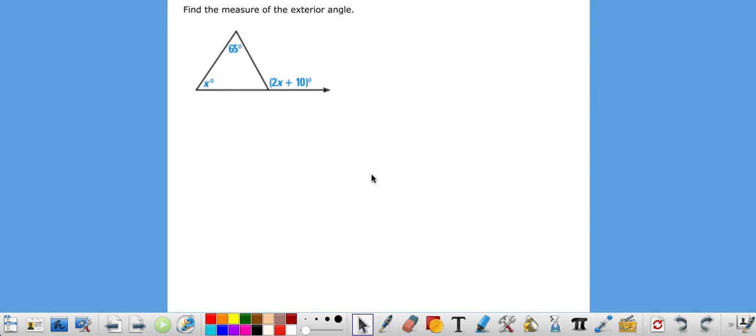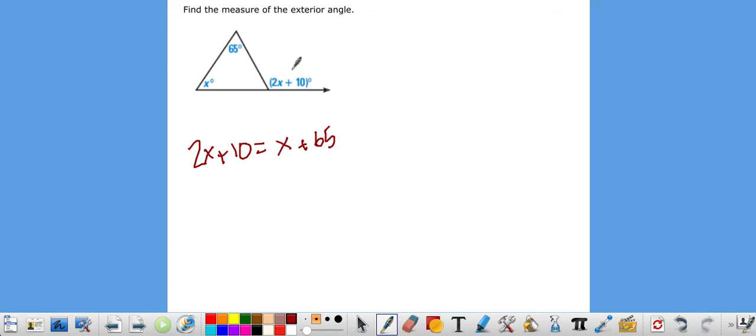So to use this theorem with a picture like this, you have x here, 65 here, and then 2x plus 10 over here. If we want to find the value of x, we can use that theorem by saying that 2x plus 10 is equal to x plus 65.